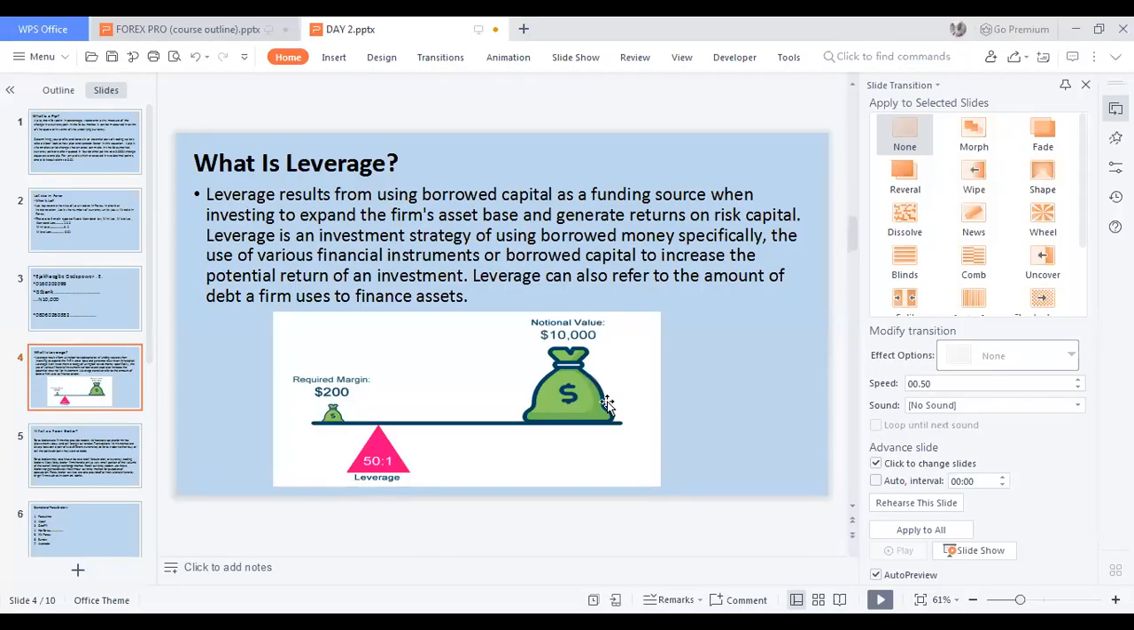Leverage. Leverage results from using borrowed capital as a funding source when investing to expand the asset base and generate returns on risk capital. Now, see what leverage is saying. Don't worry, I will still give you this PDF to go and enjoy.